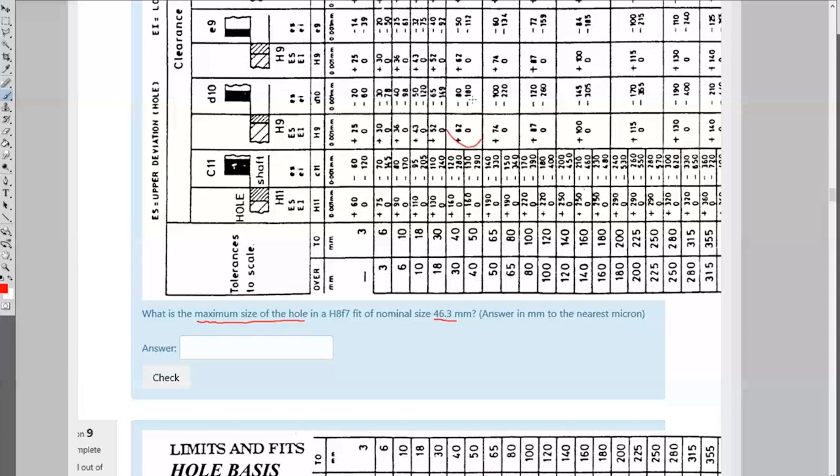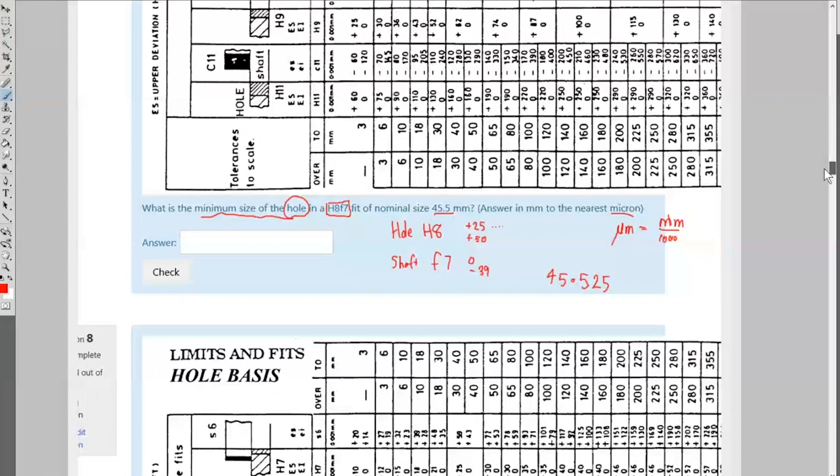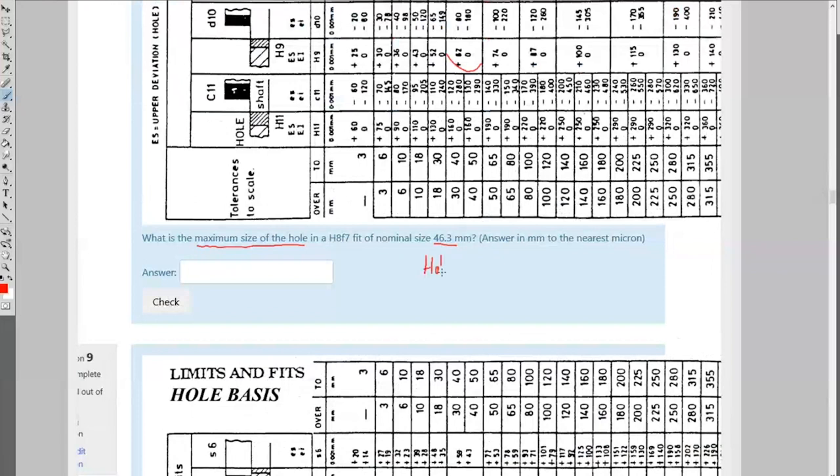So we still have the same hole shaft tolerances from here. Hole is H8, shaft is F7. So we'll rewrite that: the hole, which is H8, the shaft, which is F7. And the hole is plus 25 up to plus 50, and the shaft is 0 down to minus 39.